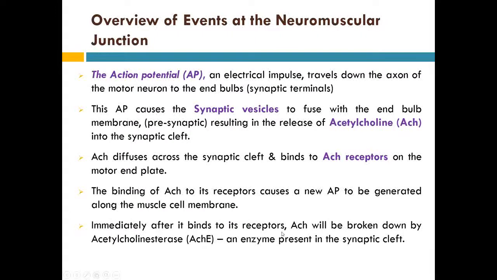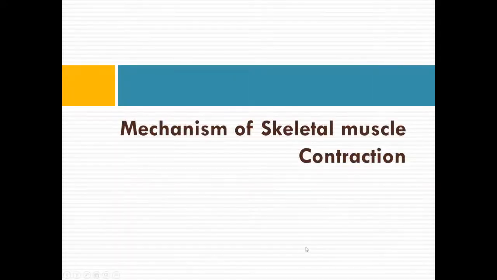Immediately after it binds with the receptor, the acetylcholine is broken down by the acetylcholinesterase enzyme. This enzyme is present in the synaptic cleft, because once the neuromuscular junction is working, that means when the action potential is coming from the presynaptic membrane to the postsynaptic membrane, the function of the acetylcholine is done. Then this extra acetylcholine should be broken down by the acetylcholinesterase enzyme, so that this action potential is not generating any further. So this is the mechanism of the skeletal muscle contraction.